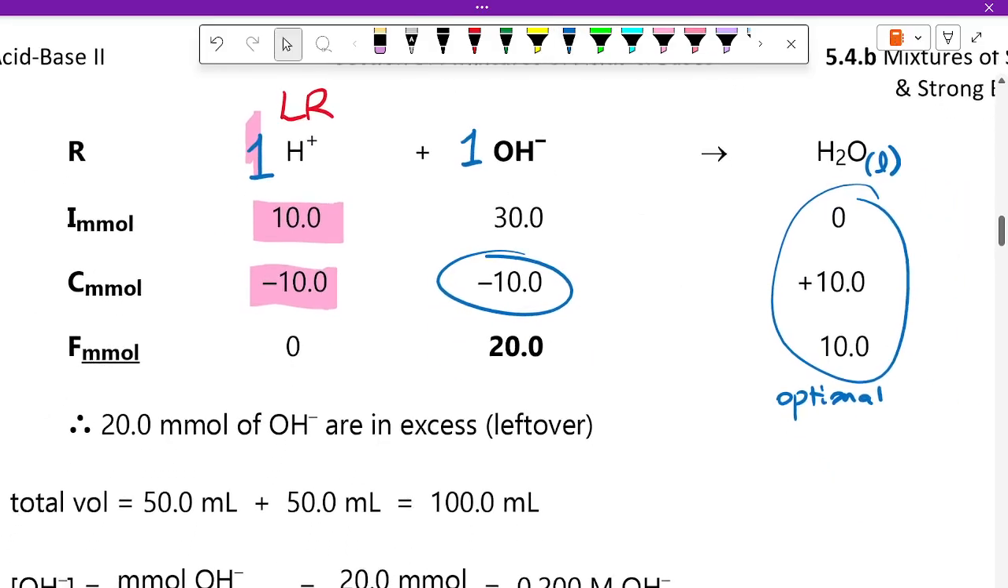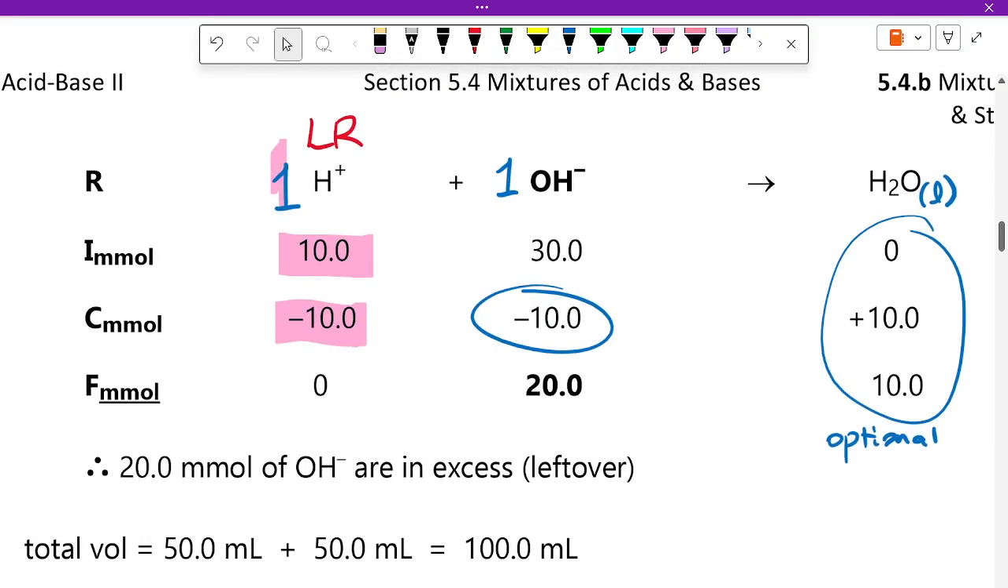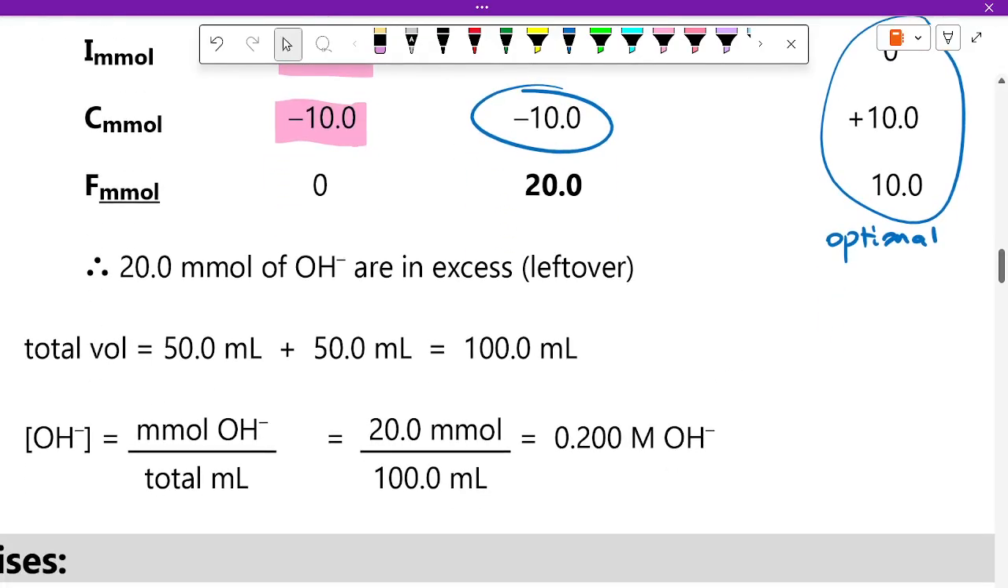Okay, and then our final moles are 30 minus 10 is 20. So 20 millimoles of OH minus are in excess, left over. So that's what we have now in our solution, 20 millimoles of OH minus. So we put our millimoles of OH minus divided by what volume do we need to use? The total volume, and because we used millimoles, we're going to use milliliters.